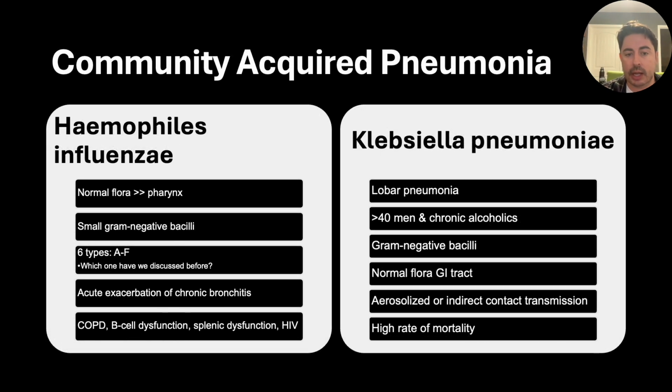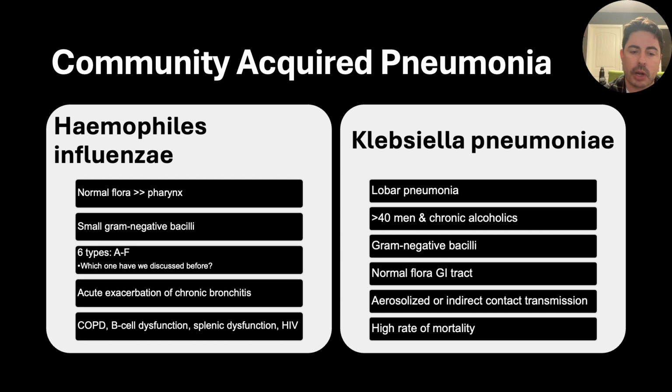Further going into community-acquired pneumonia, we have Haemophilus influenzae. This is normal flora in your pharynx, part of what you typically have in your upper airway. These are small gram-negative bacilli, so these are rods, pink-colored rods when you do a gram stain. There are six different types: Haemophilus influenzae A, B, C, D, E, and F. And we see this with acute exacerbation of chronic bronchitis as well.